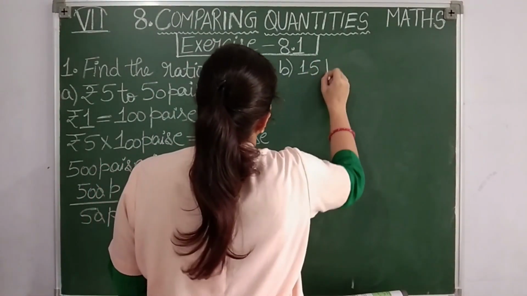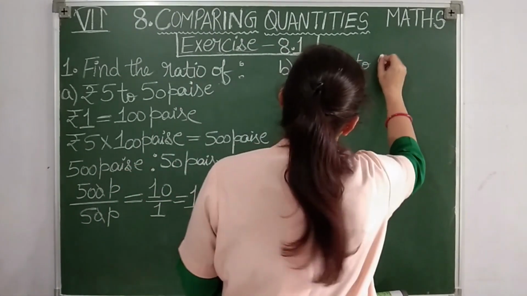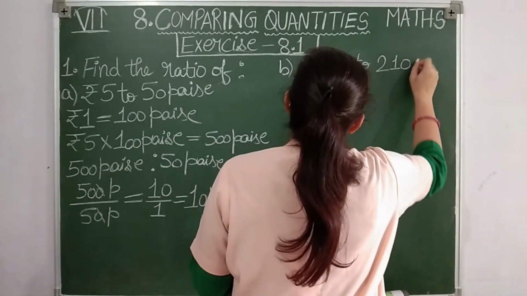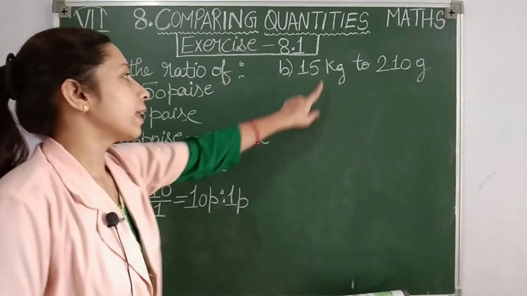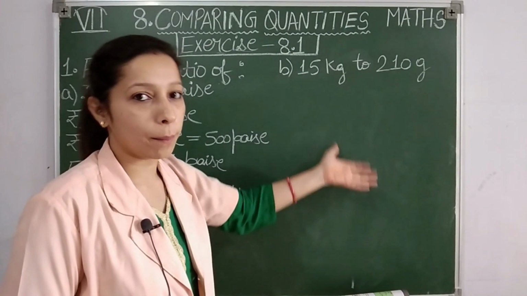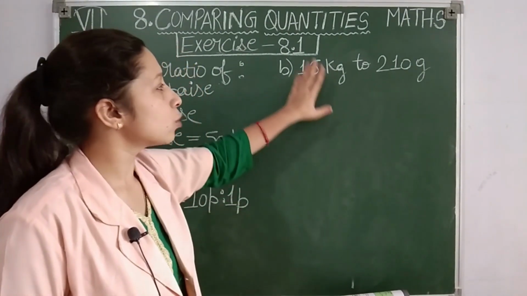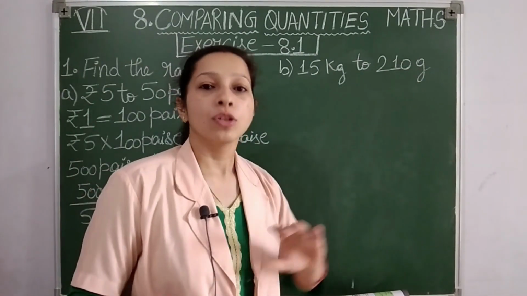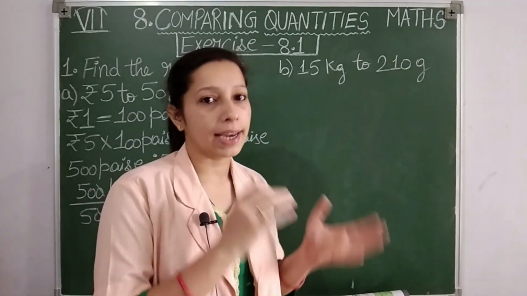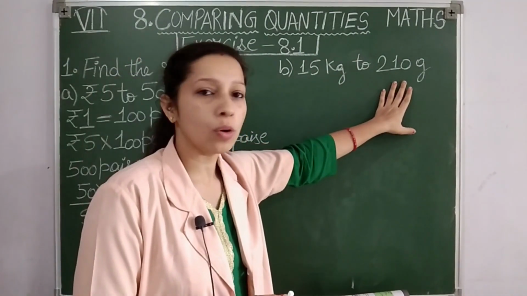15 kg to 210 grams. Now again check the kind and unit. Are they the same? Kilogram, gram. Yes, here we are talking about weight. We are going to compare two weights, but the units are different. You are asked to compare kilograms to grams. So what do you have to do? You will be converting the greater unit, which is given as kg, into the smaller unit, that means into gram.